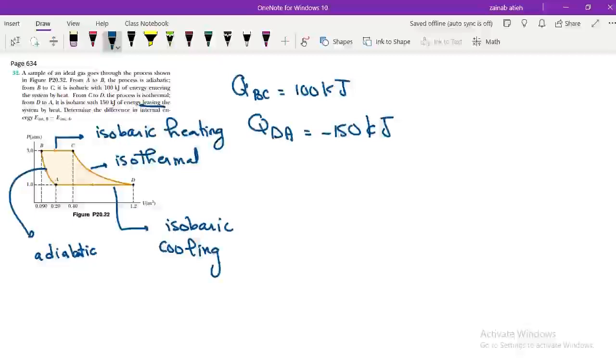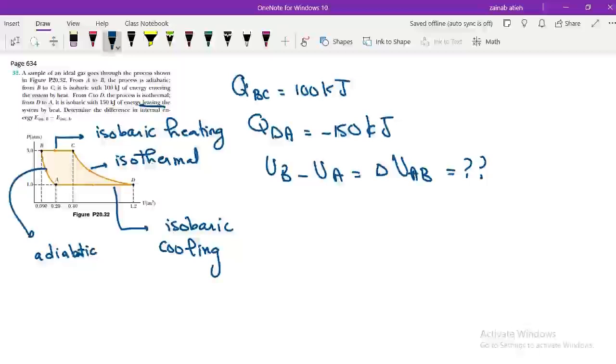Determine the difference in the internal energy between B and A. So he's asking me to calculate UB minus UA, which is equal to delta UAB. Now, one might think, how to find delta UAB. We can use the first law of thermodynamics, which says that delta UAB is equal to Q minus WAB. Now QAB, because we are in an adiabatic process, will be 0. So delta UAB will be equal to minus the work.